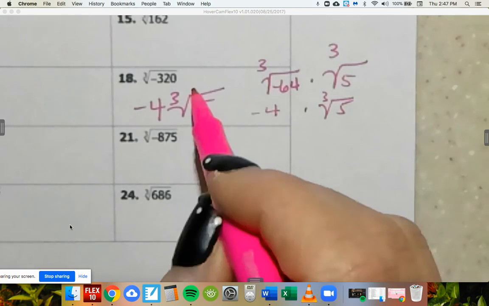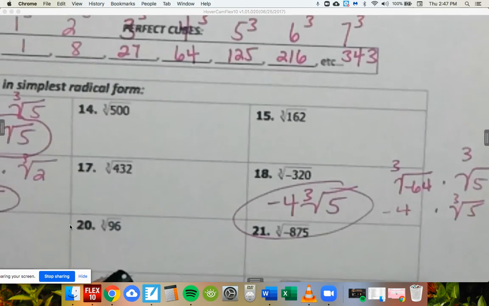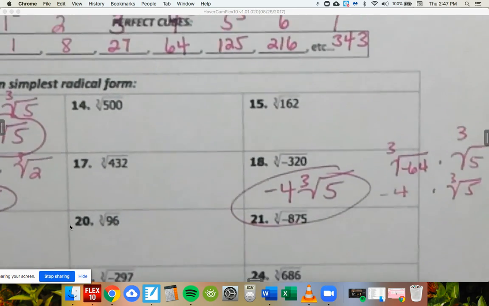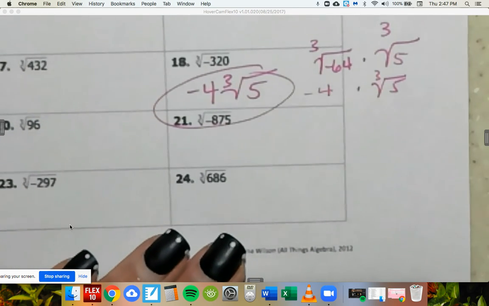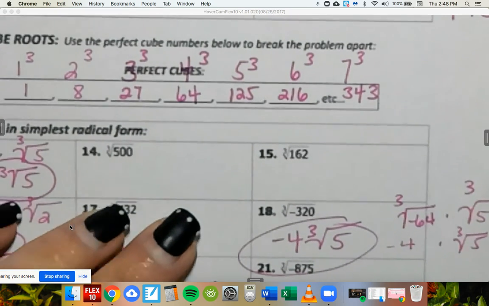All right? If I'm being honest, I really like my way better. I like prime factoring for square roots and cube roots. Even using their perfect cubes and their perfect squares, I think a lot of us wouldn't have thought that for -320, one of the factors is -64. I mean, that might take you some time to figure out.